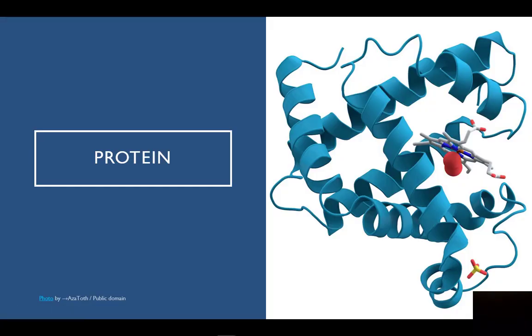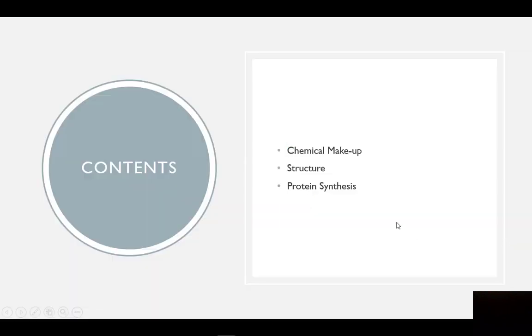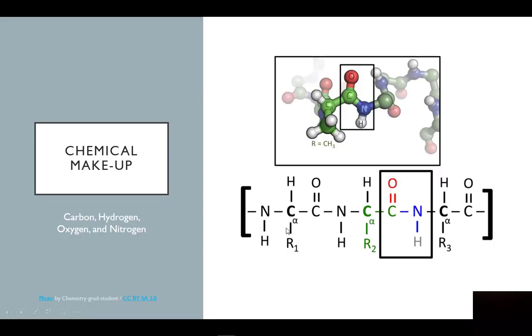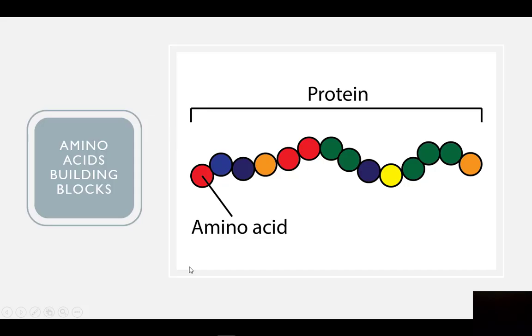Proteins are large, complex compounds that make up the cells in our body. In this video, we will discuss the chemical makeup, structure, and synthesis of protein. The chemical makeup of protein has some similarities to carbohydrates and lipids. All three of these energy nutrients contain carbon, hydrogen, and oxygen. But the one element that is different in protein is nitrogen. This is a very big difference that should be noted.